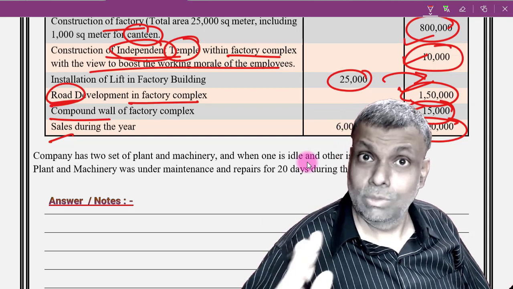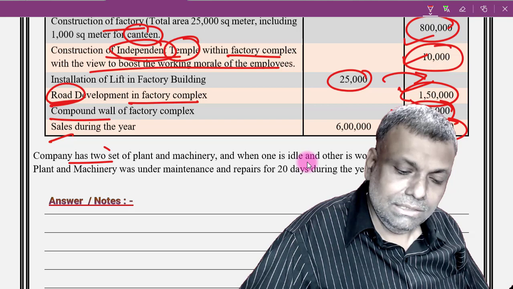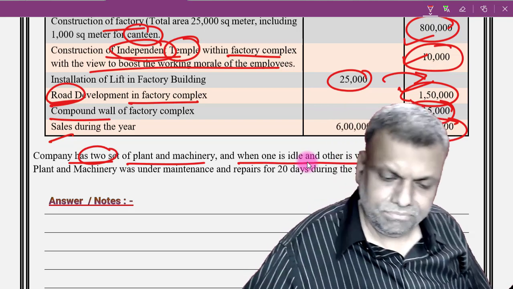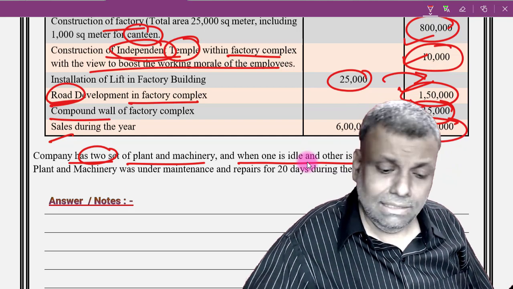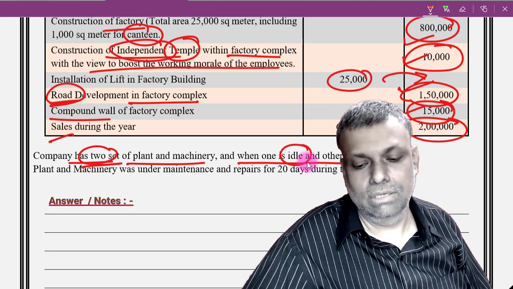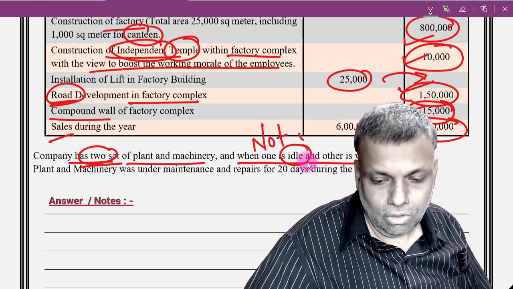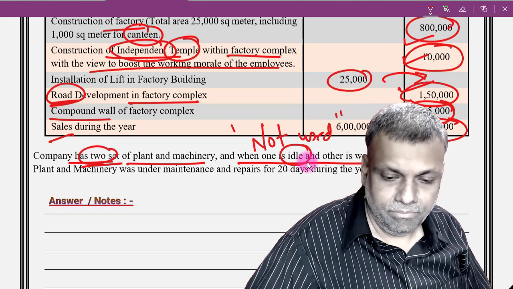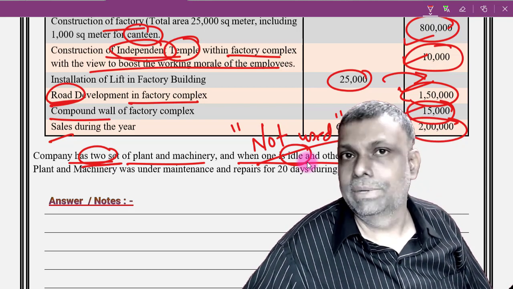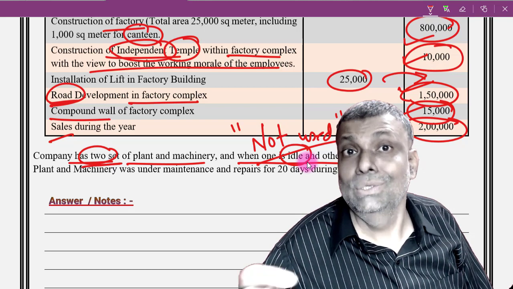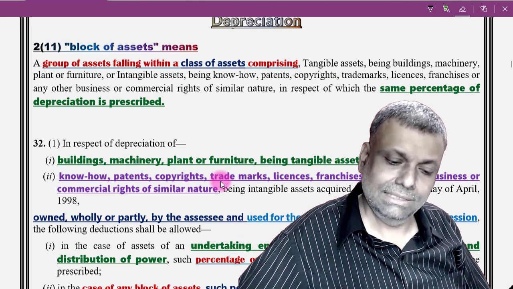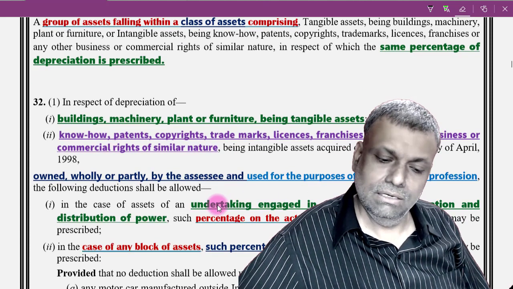Okay, now 2 extra points are given. Company has 2 sets of plant and machinery, and one is idle and the other is working. Now, can I say that of these 2 sets of plant and machinery, one is idle? Okay, so idle means it is not used for the business purpose. See, one of the basic conditions of taxation is that assets should have been acquired and the assets should have been used for the purpose of business and profession. So the use of the asset, that is always a very, very important thing.